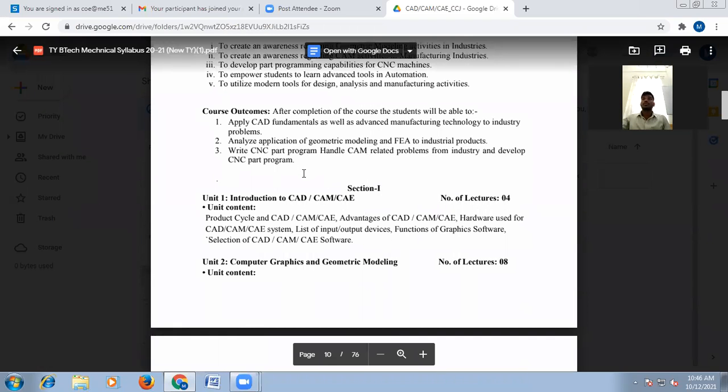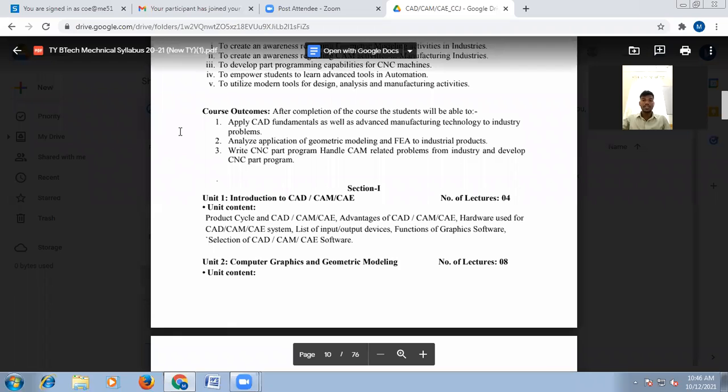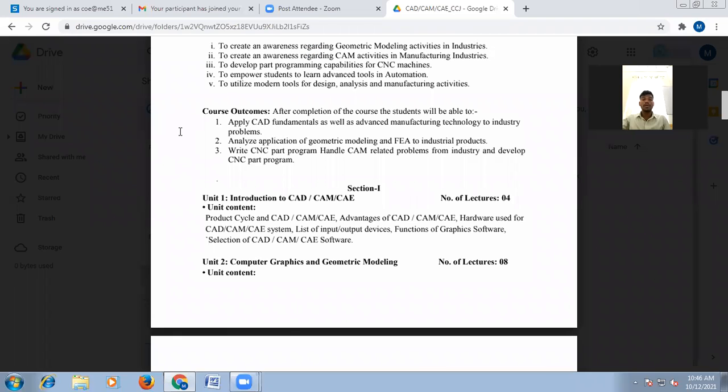After completion of the course, students will be able to apply this CAD knowledge to actual manufacturing technology in industry problems. This is application-based knowledge. Whatever you have gained from this theoretical subject, at the time of implementing it in your industry, you should know how to convert this theoretical knowledge into practical knowledge. That is the first thing.